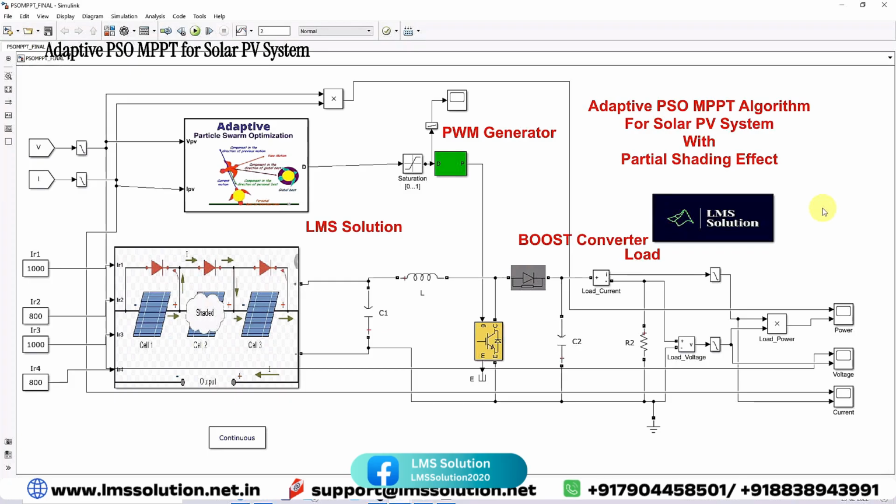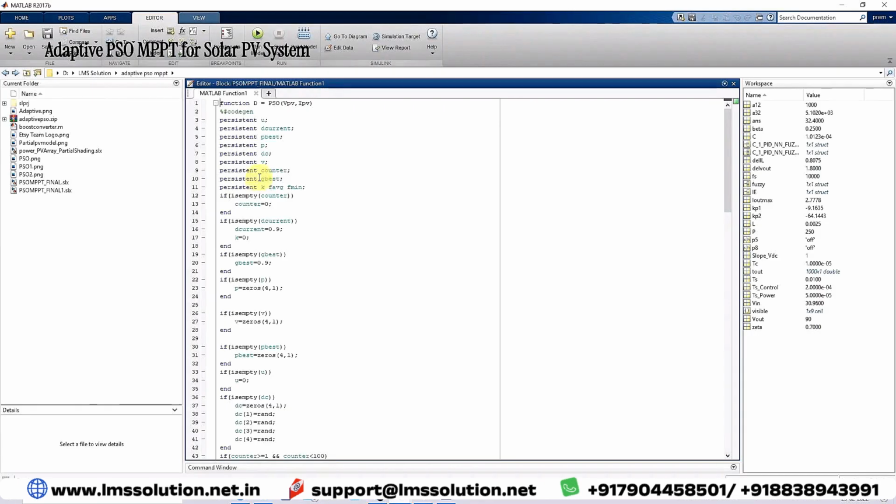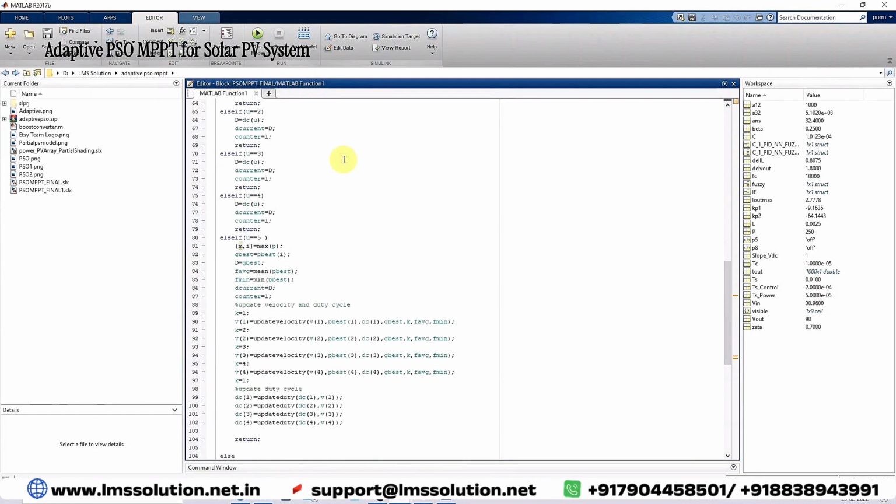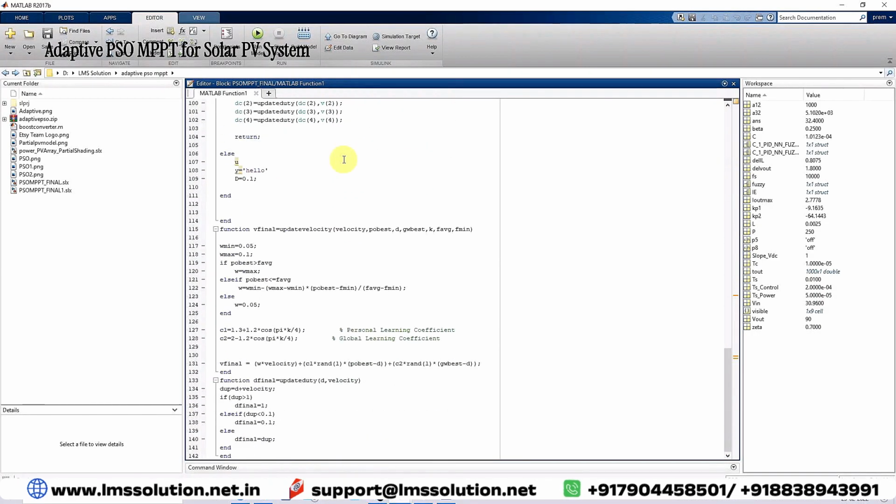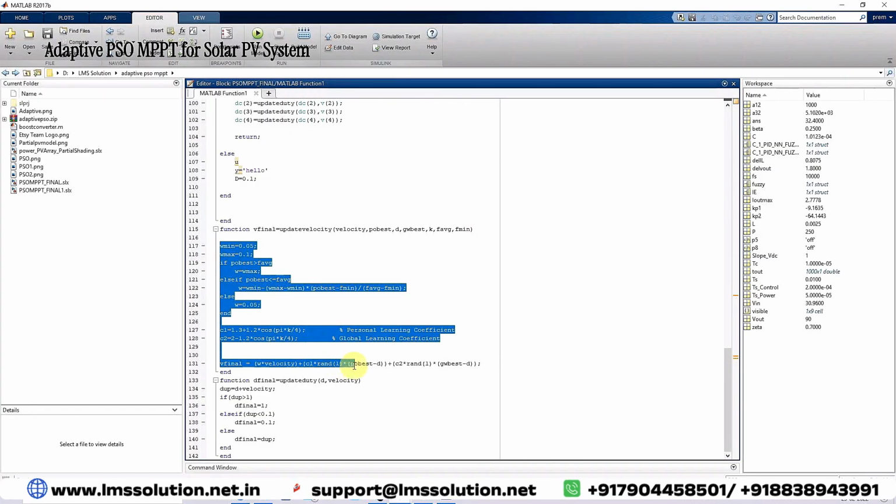Today we are going to see the adaptive PSO MPPT algorithm for a solar PV system with the partial shading effect. So what's the difference between conventional PSO and the adaptive PSO? I will explain here. This is an adaptive PSO MPPT code for a solar PV system. Here you can see the adaptive PSO code.